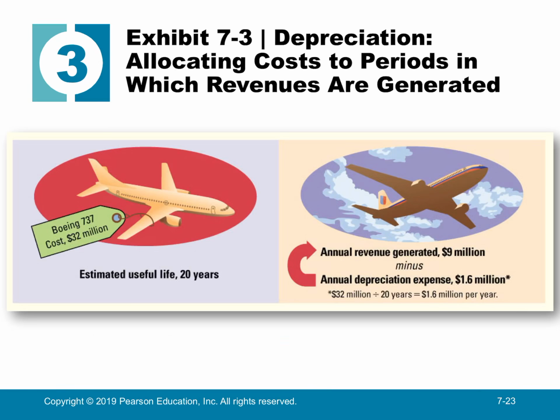So let's look at an example. Here, an airline buys a Boeing 737 for $32 million. It's estimated that this airplane will last for 20 years. This diagram just shows the matching principle. Each year we're generating around $9 million of revenue for this asset, and we're taking an expense of $1.6 million each year against this purchase price. The way we did this with straight line depreciation, we took our purchase price of $32 million, assumed there's no value at the end, and divided by 20 years, so we'll take an expense of $1.6 million each year.